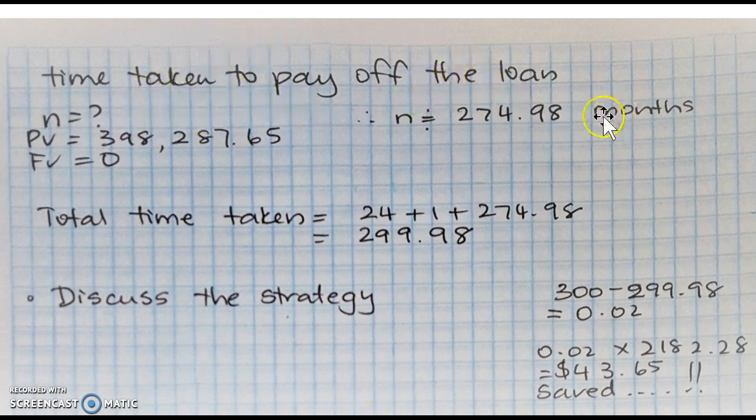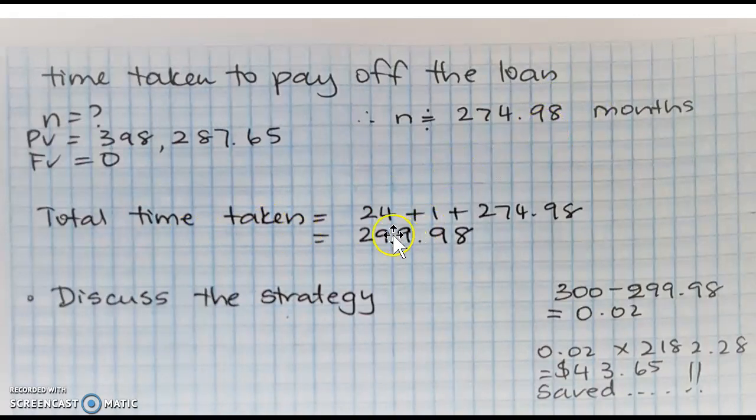All right, time taken to pay off the loan. Now I want to find what N is when I've got the present value of this new amount from my last calculation. Future value is going to be 0, and then the time periods to work that out using TVM is 274.98 months. I haven't done any rounding. I like to keep 2 decimal places right until the end.